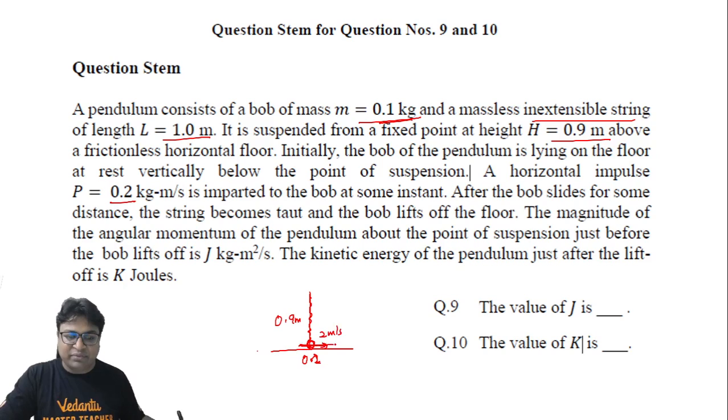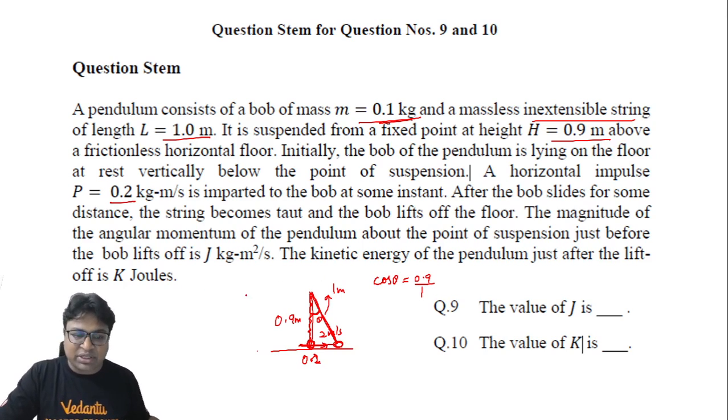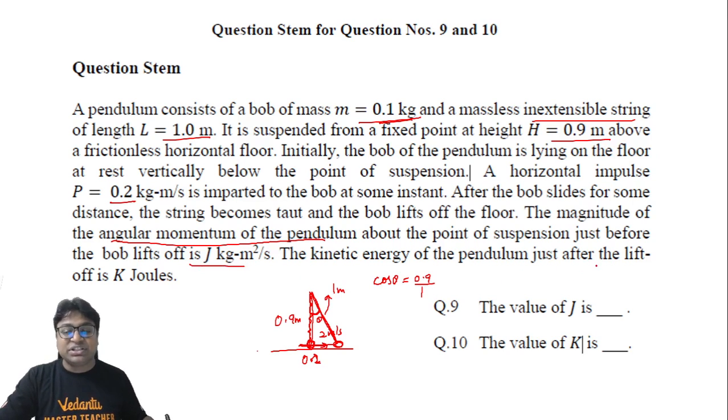Now it will travel away from this point and then at some position the string will become taut, and whenever that happens this length will become equal to 1 meter, whereas this length is 0.9 meter. So if this angle is theta, then we can write the value of cos theta. So cos theta would be 0.9 divided by 1, so that's 0.9. Okay. Now what happens to the particle? Let's try to understand that by drawing a larger figure, and we want to calculate the angular momentum of the pendulum just before the bob lifts off and the kinetic energy just after the lift off.